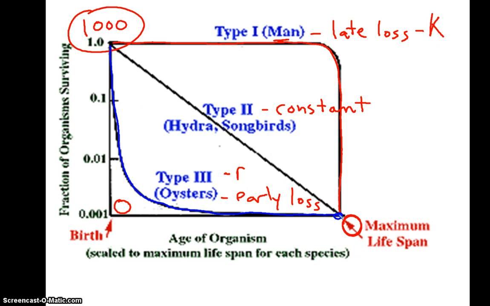And finally type 2, right down the middle, is kind of constant mortality throughout their life. So songbirds, there's an equal chance that they may be pushed out of the nest or maybe predated upon by a hawk during their lifetime. So they're kind of right down the middle.